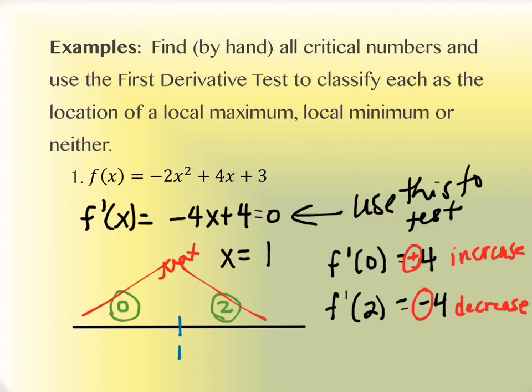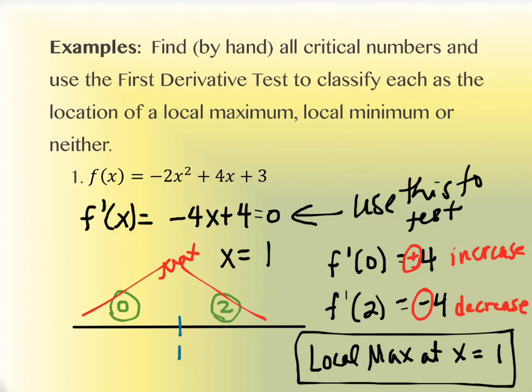So it says use it to test if it's a local max, min, or neither. So we have a local max at x equals 1. And all of the work that we just wrote down is how we classified it with that first derivative test. We evaluated the first derivative at locations found on a number line. Okay?